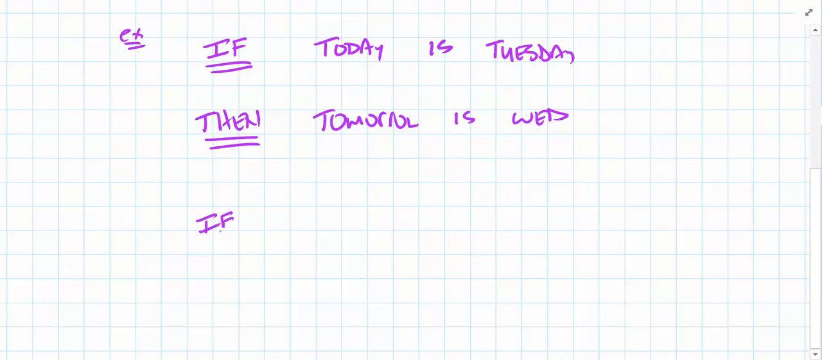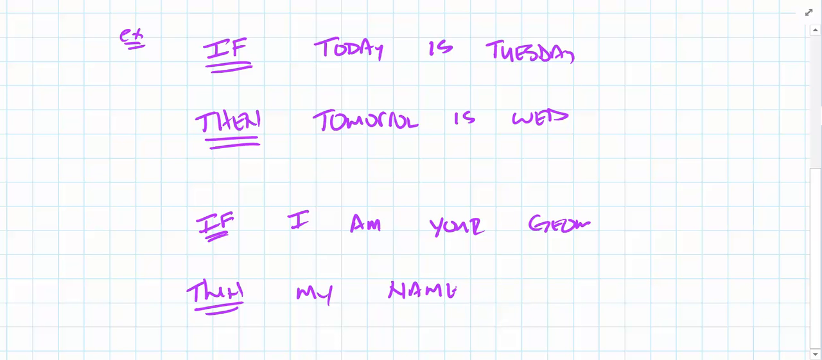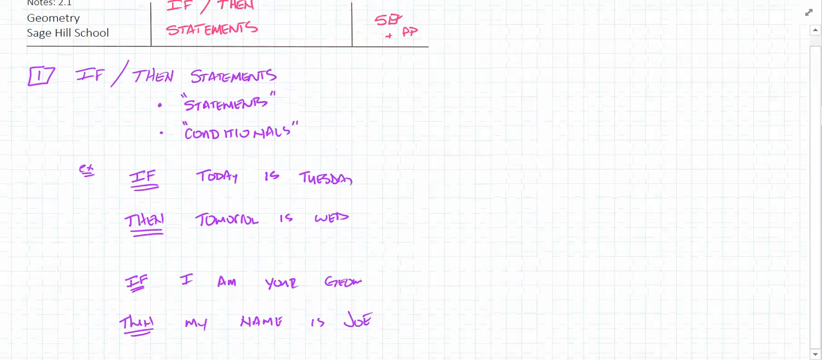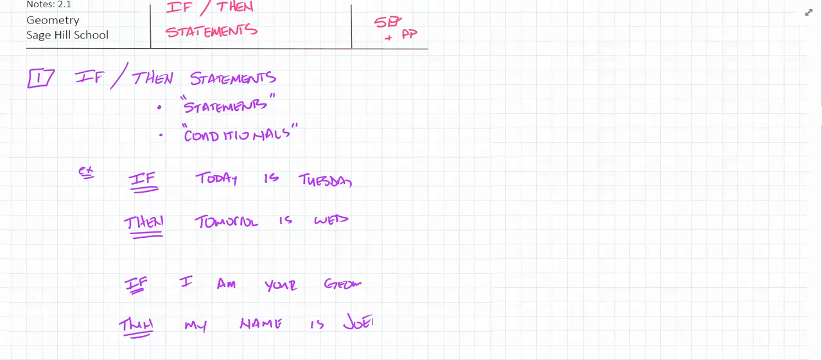If, same box here, I am your geometry teacher, then my name is Joe. And that's true. Okay? There you go. Now you guys know something. All right. So if-then statements.